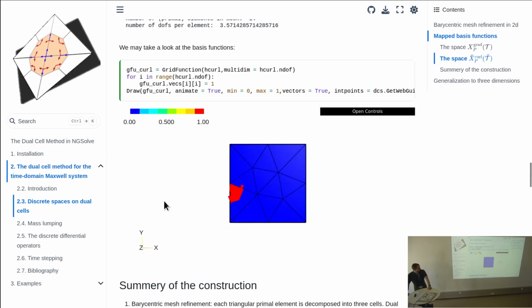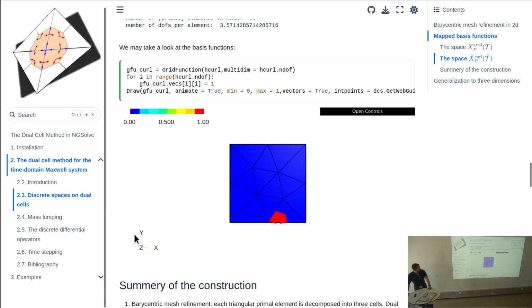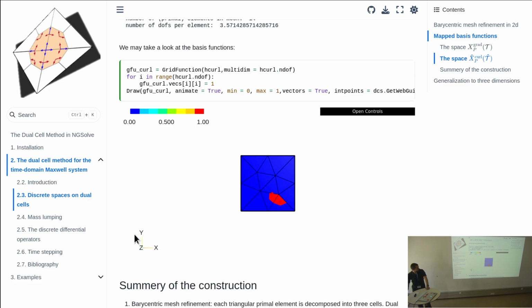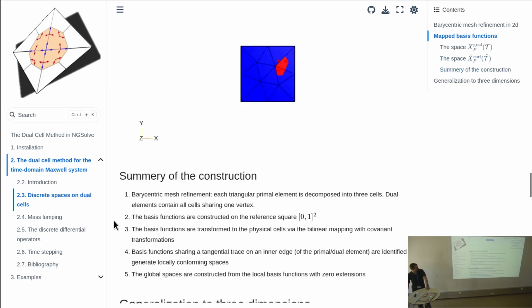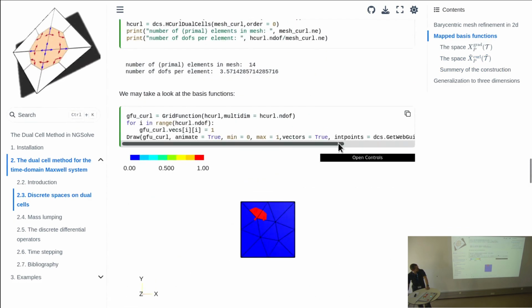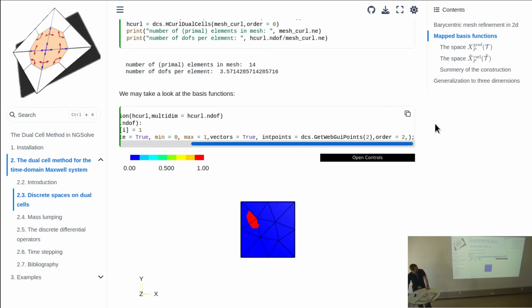Does the NGSolve triangulation have just the triangles? Yes, this has just the triangles, but the basis functions are defined in a way that they are 0 in one part of the triangle. The web GUI can do that if you tell the web GUI to use the correct points for drawing. That's the trick here.